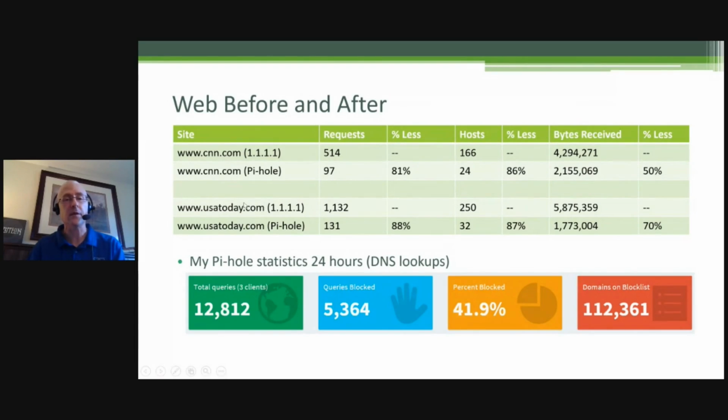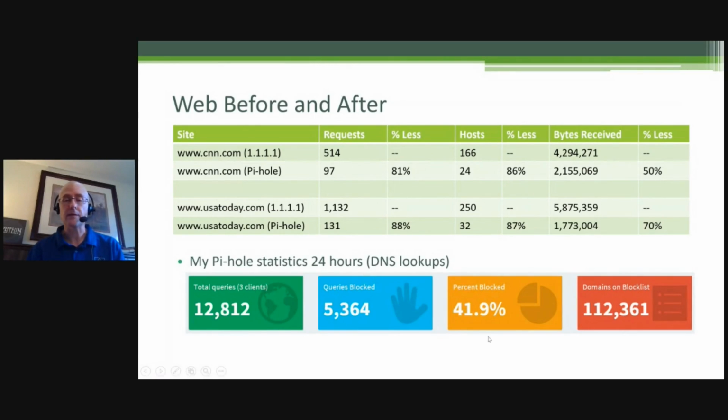So I did the same thing on USA Today. And you can see we've got similar reductions: 88% fewer requests, 87% fewer hosts. So when you talk about performance, 70% smaller, it's a lot faster to download. It's better privacy. You're not sharing data with 222 other hosts that are involved. I'm not sure why. And all the content looked the same to me.